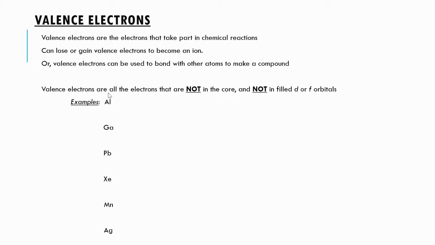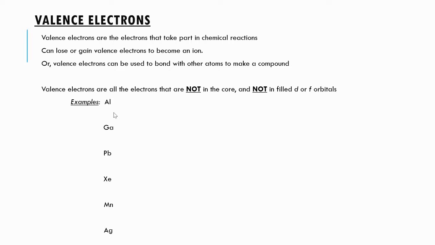So for valence electrons, here's our textbook definition. Valence electrons are all the electrons that are not in the core, so exclude the ones in the core and not in filled d or f orbitals. If d or f are filled, we don't count them. We count all the s's and the p's.